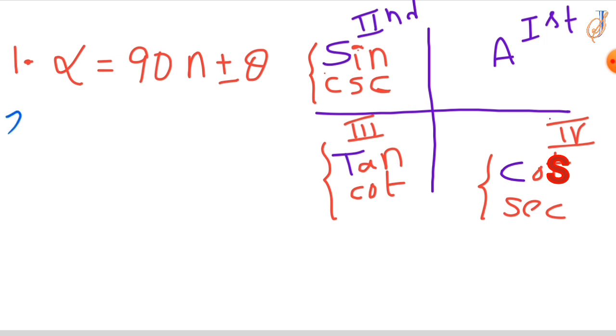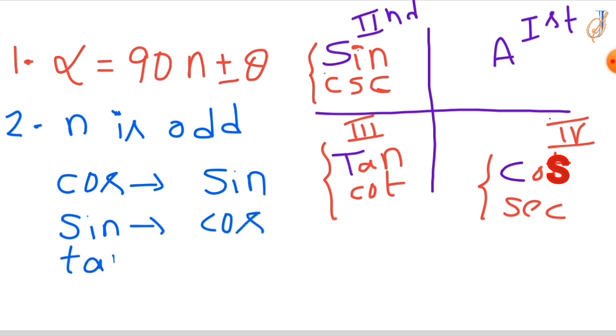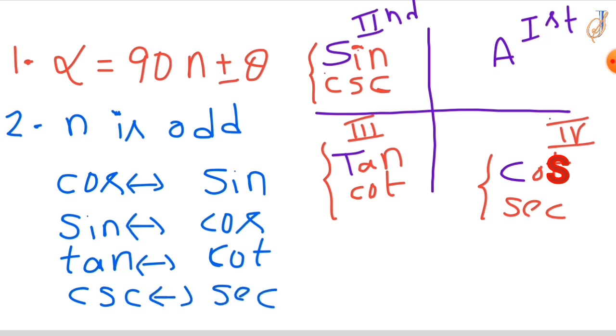Our second step is, if the n value is odd, the function changes. If we have cos, it changes into sine. If we have sine, it changes into cos. If we have tan, it changes into cot. If we have cosecant, it changes into secant. If we have cot, it changes into tan. If we have secant, it changes into cosecant. Like that, vice versa. That is our second step.